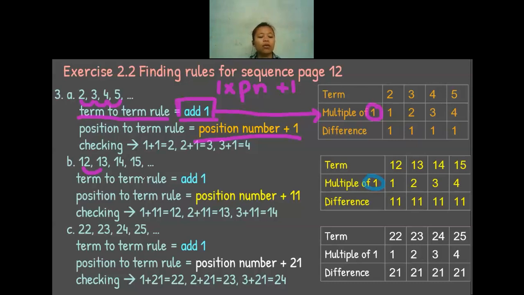Okay, for question C, same, we have to find the term to term rule. It is plus 1, so we will be having multiples of 1. We write in a table, we write the term first and then the multiple, and then we find the difference. The difference is constant, 21. So later the position to term rule will be position number plus 21.